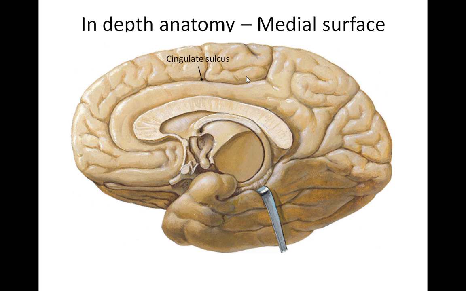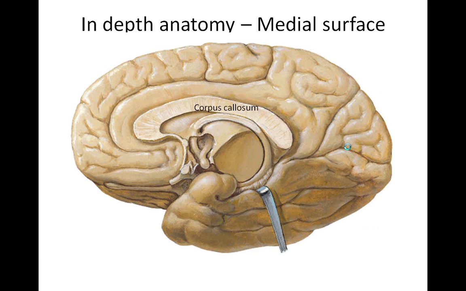The other sulci that we have are the central sulcus, which extends onto the medial surface of the brain, and behind it we've got the parieto-occipital sulcus, which separates the parietal lobe in front from the occipital lobe behind, and the final sulcus that we have is the calcarine sulcus, which separates the occipital lobe into two parts. All these sulci divide the medial surface of the brain into a number of important areas.